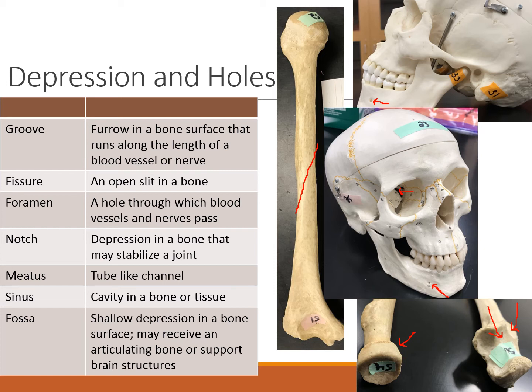A meatus, depicted here, is a tube-like channel that extends within a bone and may provide passage and protection to nerves, blood vessels, and sound. This meatus is the external acoustic, sometimes called auditory, meatus. Sinuses, which are not depicted on this slide, are air-filled cavities within a bone. They help sound resonate in the skull, and they also make the skull a bit lighter.